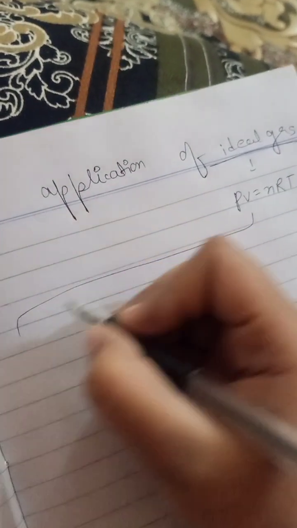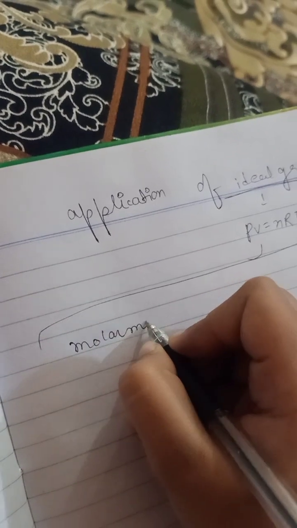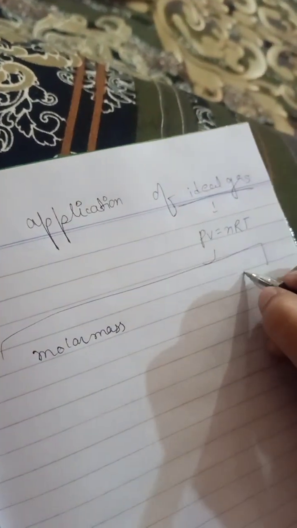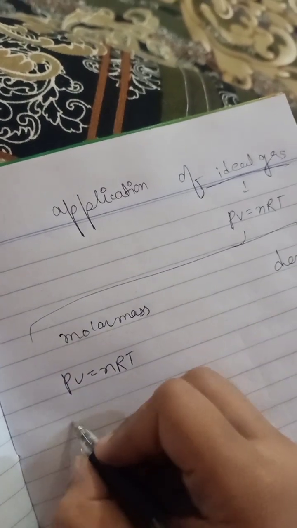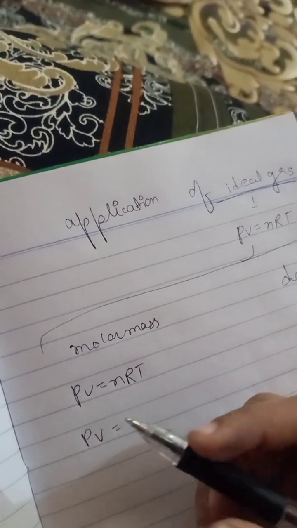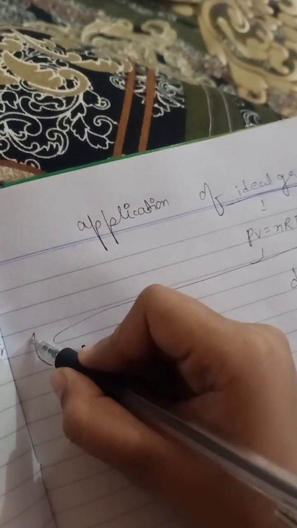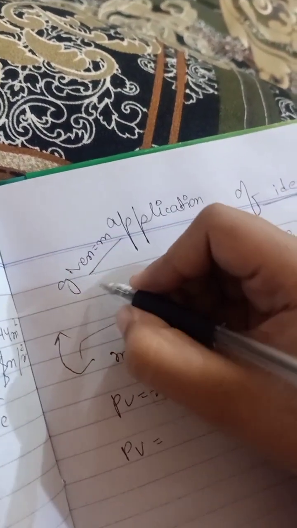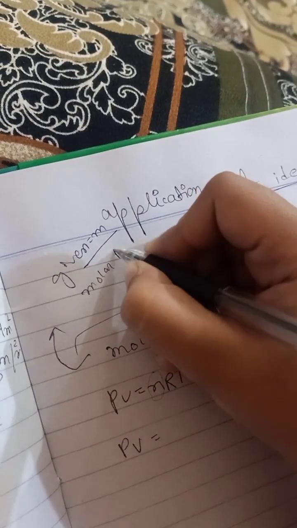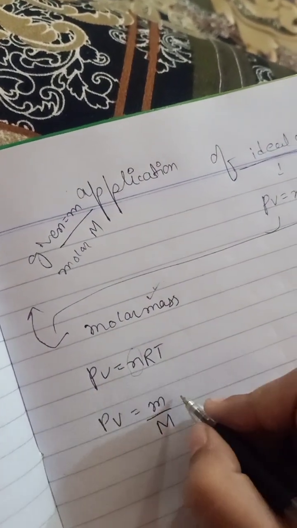This equation is based on the calculation of the molar mass and the calculation of the density. So we have the equation PV is equal to nRT. Here, for the number of moles, we have the given mass upon the molar mass, that is M. So we can write m upon M like this, and RT.